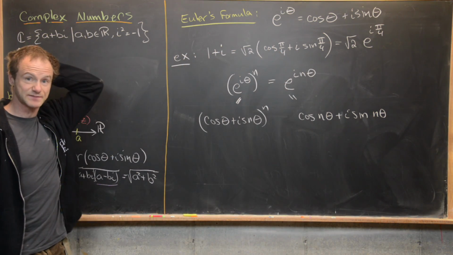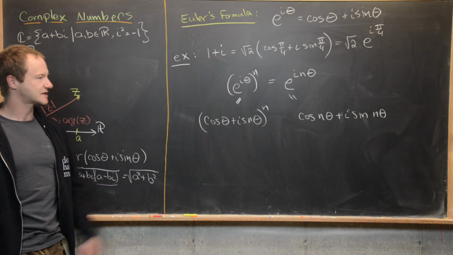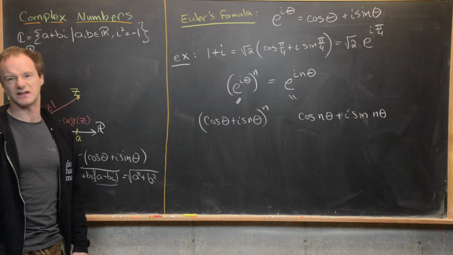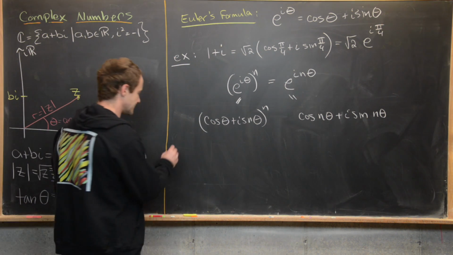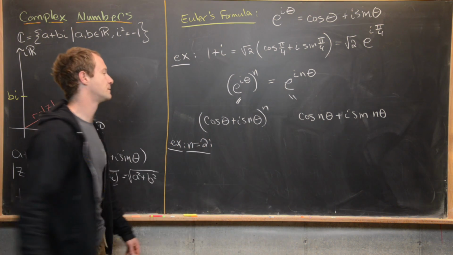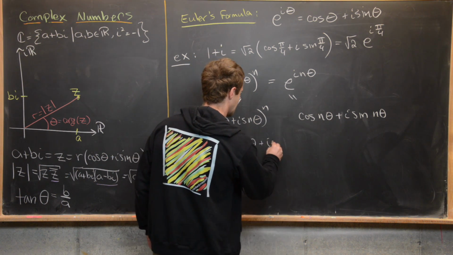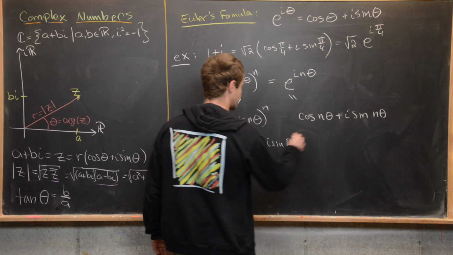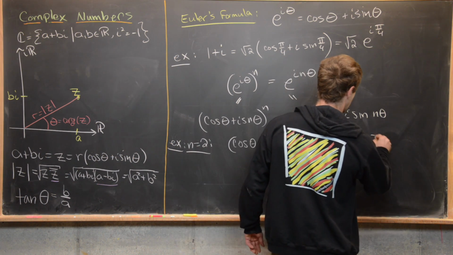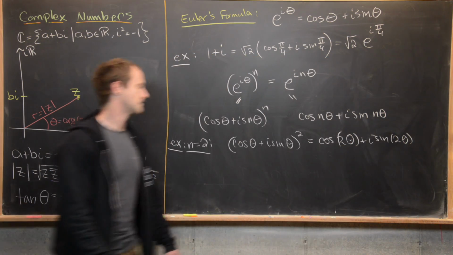Then we can expand this for whichever n that we're interested in, and then extract real or imaginary parts as necessary to come up with some nice trig identities. Like let's say, for example, we set n equal to 2. So that's going to give us cosine theta plus i sine theta squared equals cos 2 theta plus i sine 2 theta.